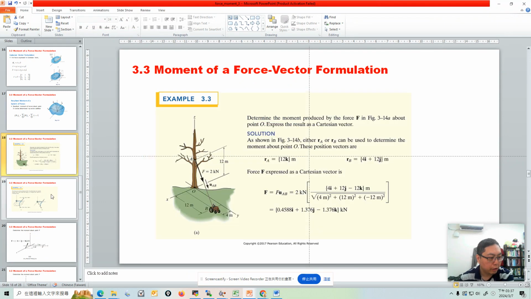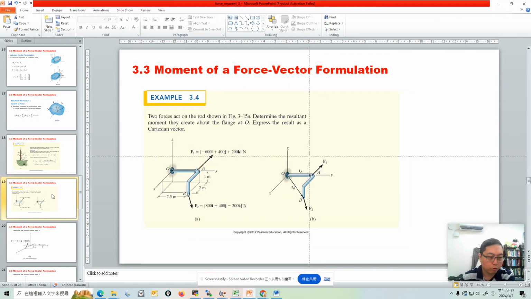In this video, we just raise one example for a force and moment calculation in 3D space. This time it is example 3.4 from the textbook. It's a very typical question. There's a pipe hanging on the wall, and we apply two forces on this pipe. This problem wants us to determine the resultant moment, and express this resultant moment in Cartesian vectors.